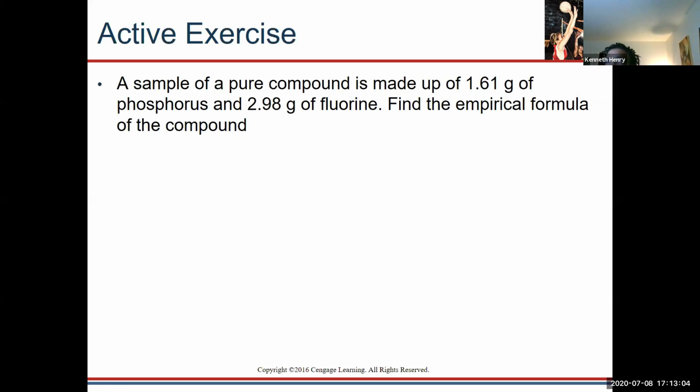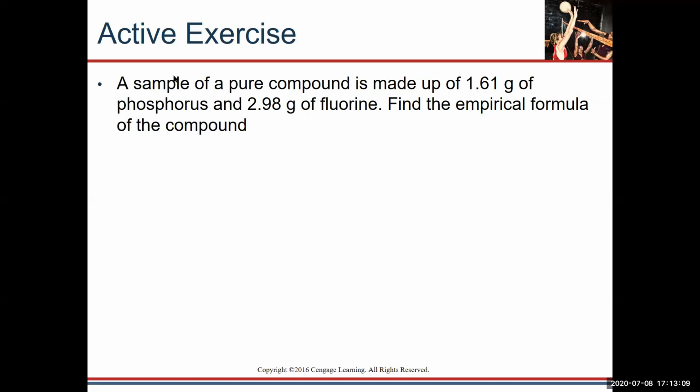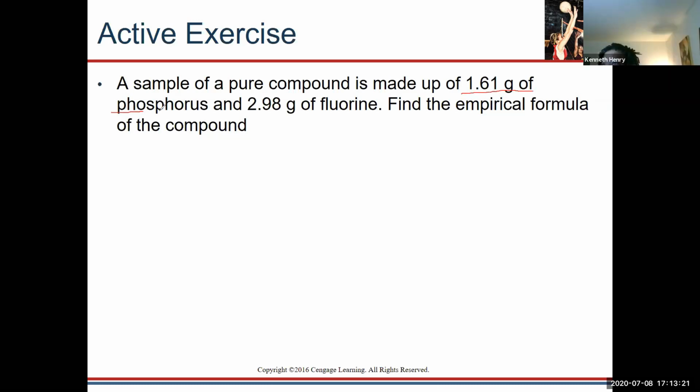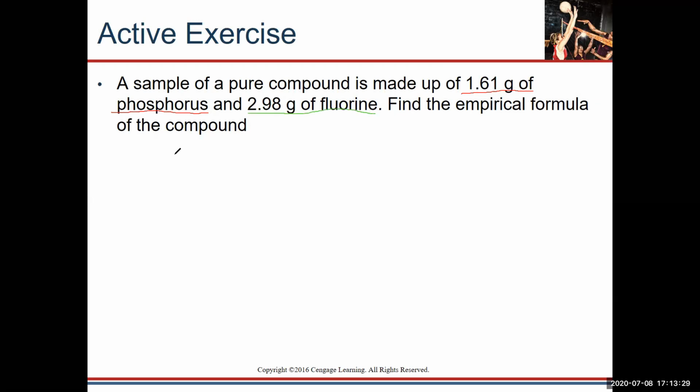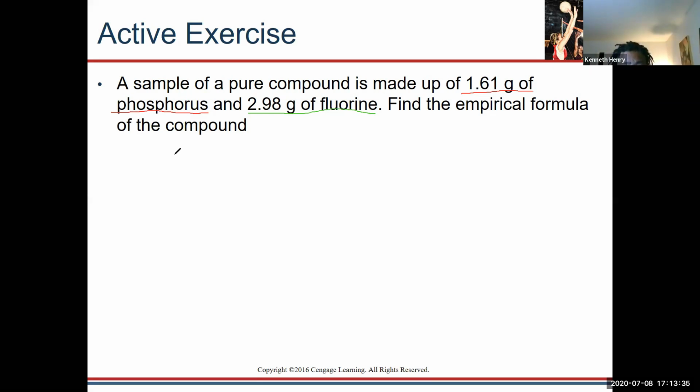The very first thing we want to do is find out what's given to us. What is given to us? The 1.61 grams of phosphorus and the 2.98 grams of fluorine. We know this is a compound, so our goal is to figure out the empirical formula of the compound. The first thing we're going to do is write down our givens.